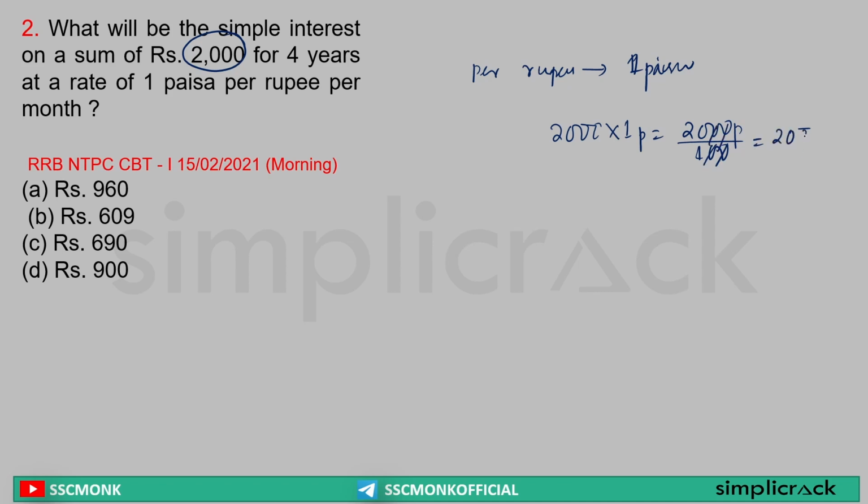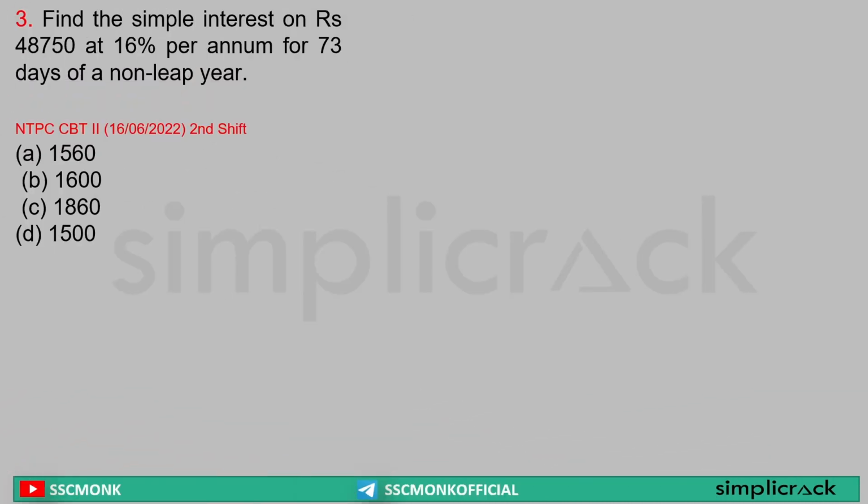Yes or no? Yes. So for 20,000 rupees, that amount is the monthly interest. Yes or no? So in 4 years, how many months are there? 12 into 4, that is equal to 48. 48 into every month's interest, that is equal to 960. So total interest is equal to 960. Clear?